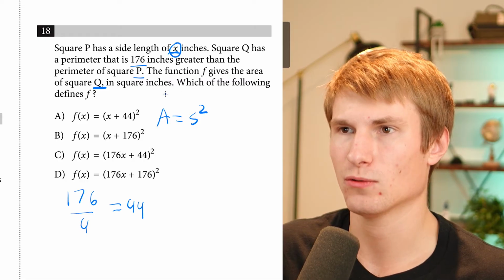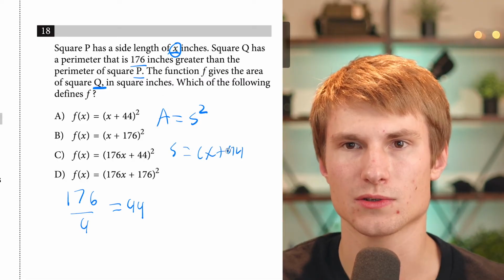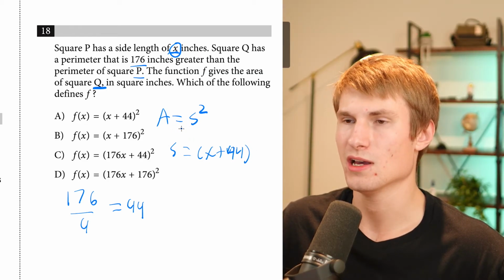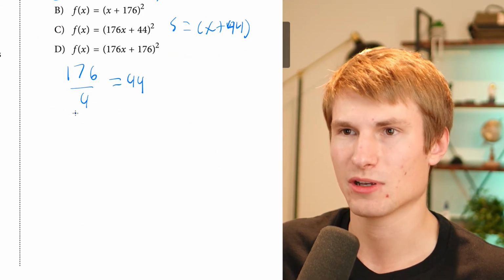We have to add that 44 onto X. So the side length then is going to equal X plus 44. So the side length of Q is X plus 44. Therefore, the area would be A equals S squared, which is A equals (X plus 44) squared. So the answer is choice A. From here, we can go ahead and move on to question 19.